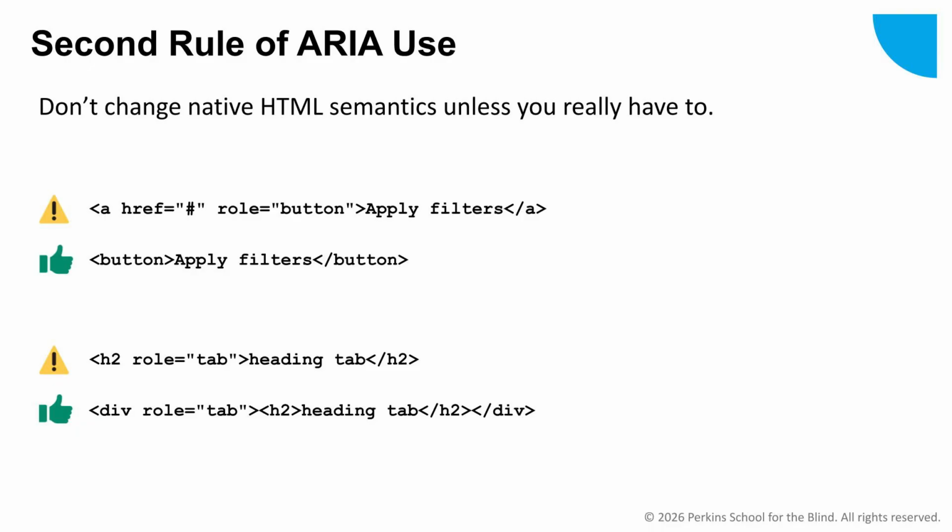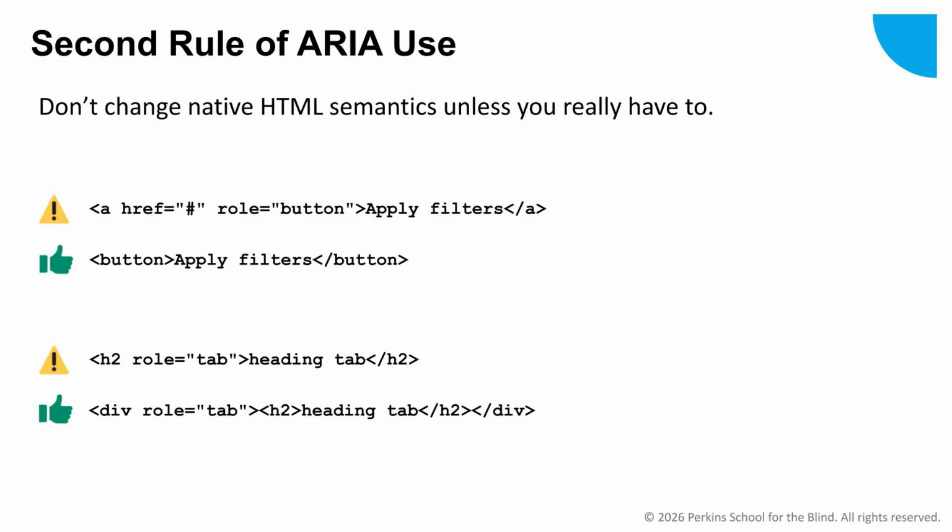The second rule of ARIA is don't change native HTML semantics unless you really have to. For example, at the top here, we have a link tag with role equals button. So we're changing a link to a button. It's a lot easier to just use a button. In that case, there are things that need to be taken into consideration to properly change a link into a button.